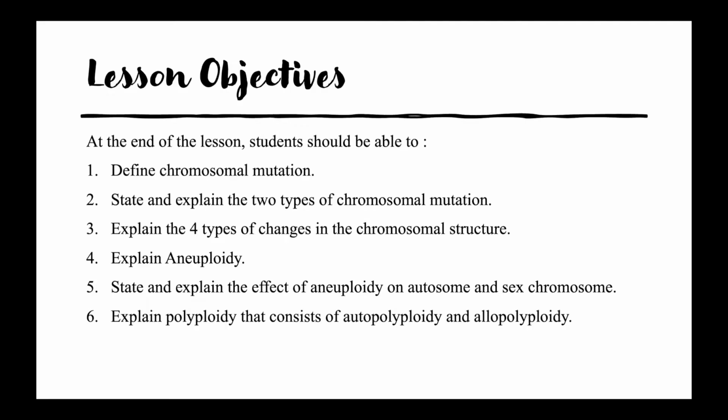These are the learning objectives that you need to complete by the end of the lesson. At the end of the lesson, students should be able to define chromosomal mutation, state and explain the two types of chromosomal mutation, explain the four types of changes in the chromosomal structure, explain aneuploidy, state and explain the effect of aneuploidy on autosome and sex chromosome, and lastly, explain polyploidy that consists of autopolyploidy and allopolyploidy.